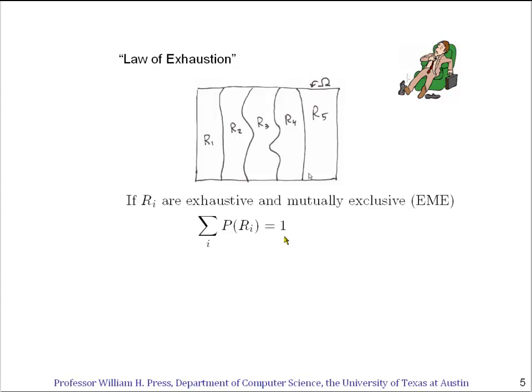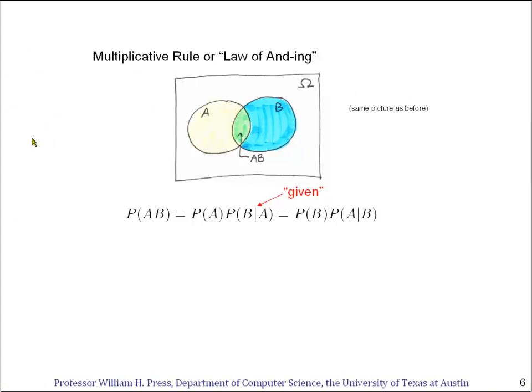So it's important to learn this abbreviation, EME, because we're going to use it a lot: exhaustive and mutually exclusive. Exhaustive means that the outcomes completely fill the outcome space, and mutually exclusive means there's no point that is in more than one such outcome. So that's the law of exhaustion.